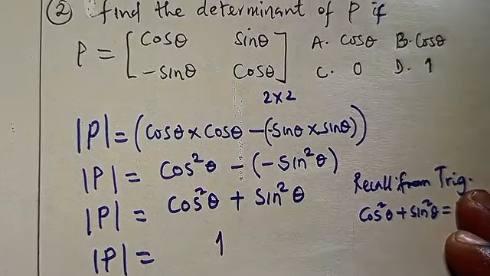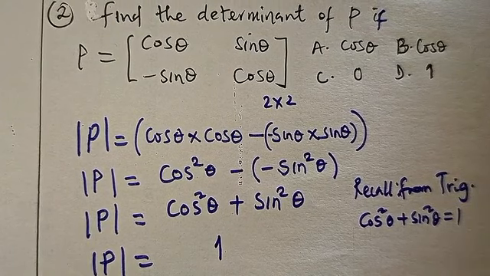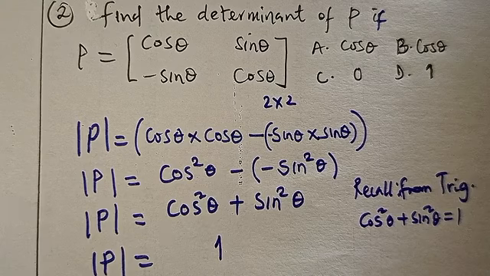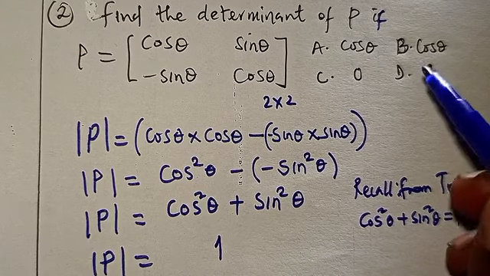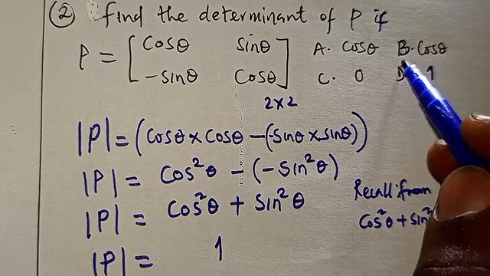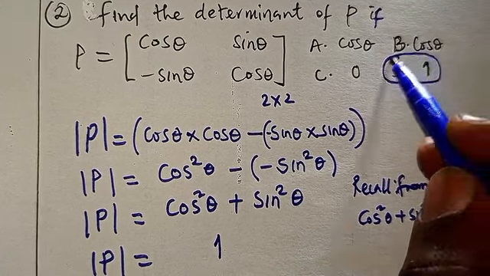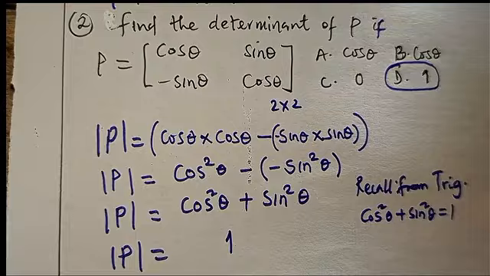So now let's check the options we have up there. Is it 1? Do we have 1 there? So you can see option D. Therefore option D is the solution.